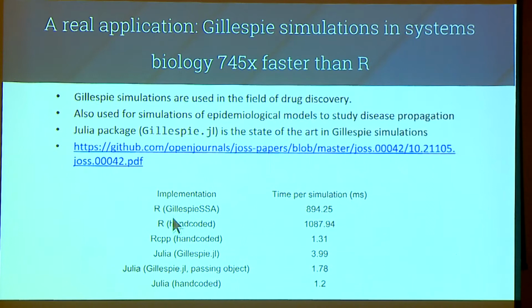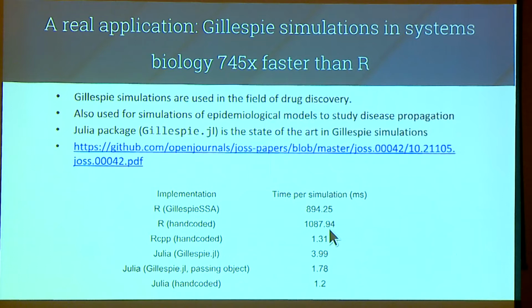There is a package called GillespieSSA in R, and then it was rewritten in Julia called Gillespie.jl. Julia has this convention of suffixing .jl for all packages. So you can see what runs in 1 millisecond takes about a second in R.